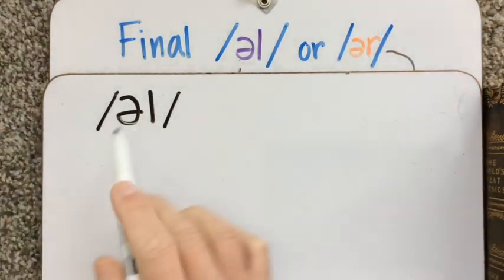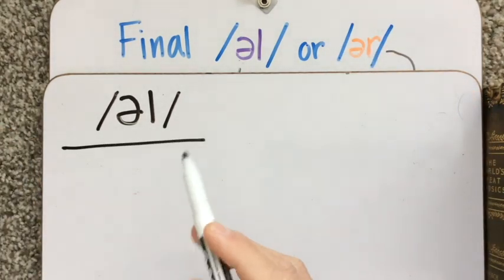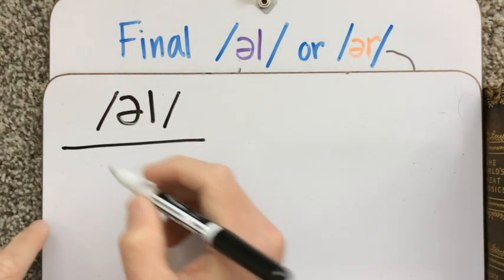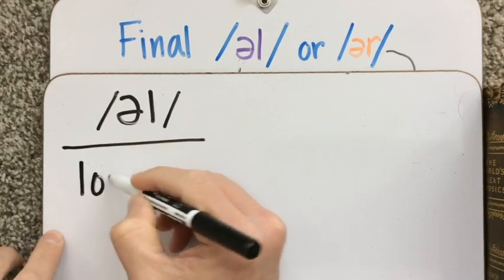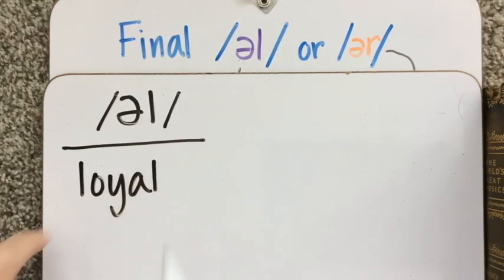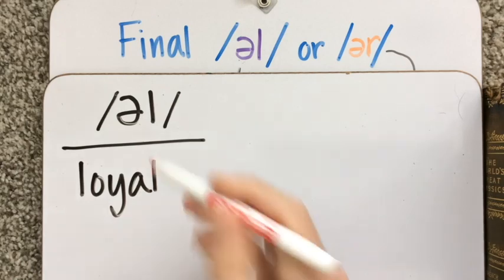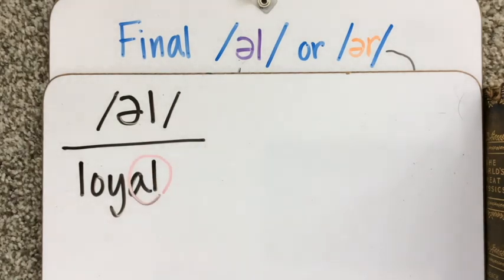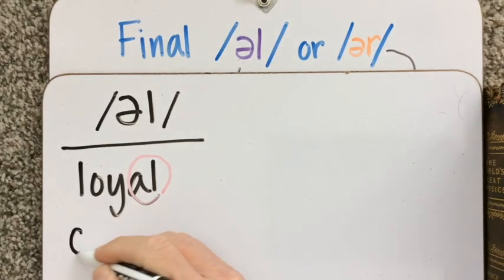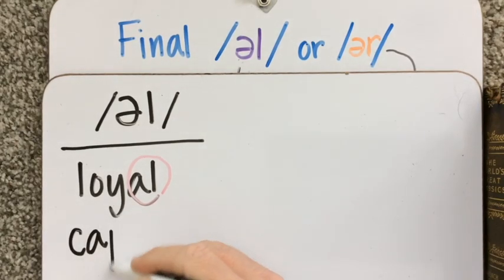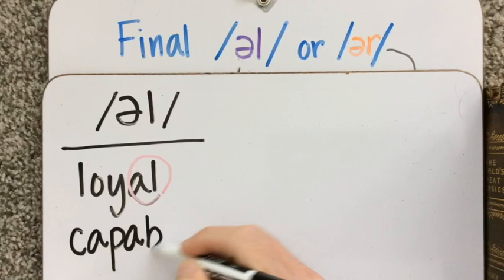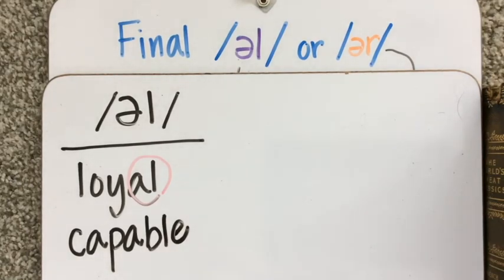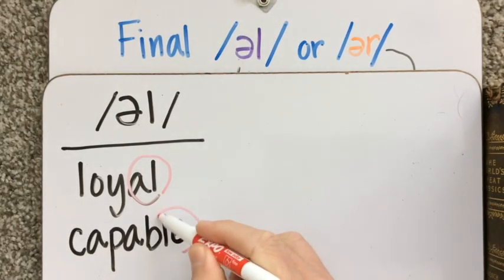For our first sound, it's going to be an AL that creates that sound. Loyal. Another example could be capable. We have LE.